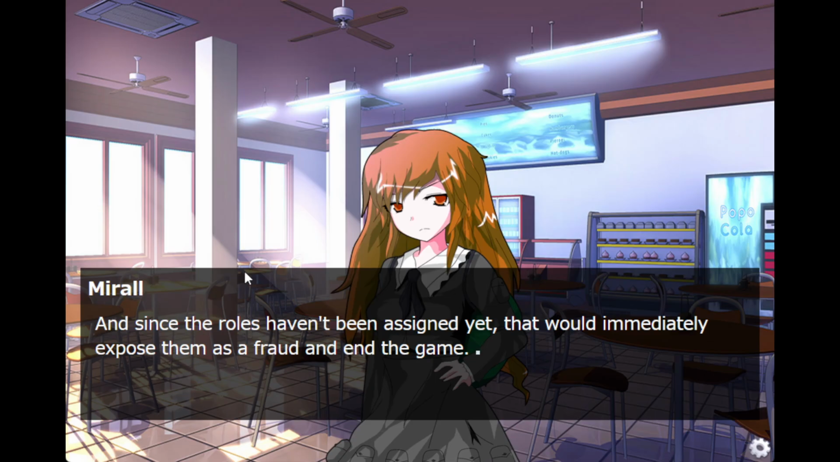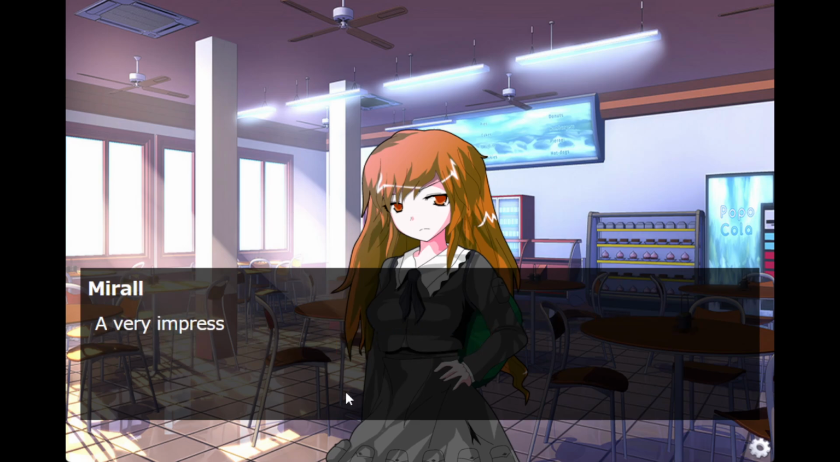Okay, anyway, I think the roles haven't been assigned yet. That would immediately expose them as a fraud and end the game. I like the plan though. I mean, it probably wouldn't work, but there's no harm in trying. Plus, it makes you seem more trustworthy to have come up with a plan like that, because it's unlikely that a killer would think far enough ahead to come up with a plan that makes sense from a survivor's point of view. It's not impossible, but it just makes you seem more trustworthy. So I like where Cece's head is at.